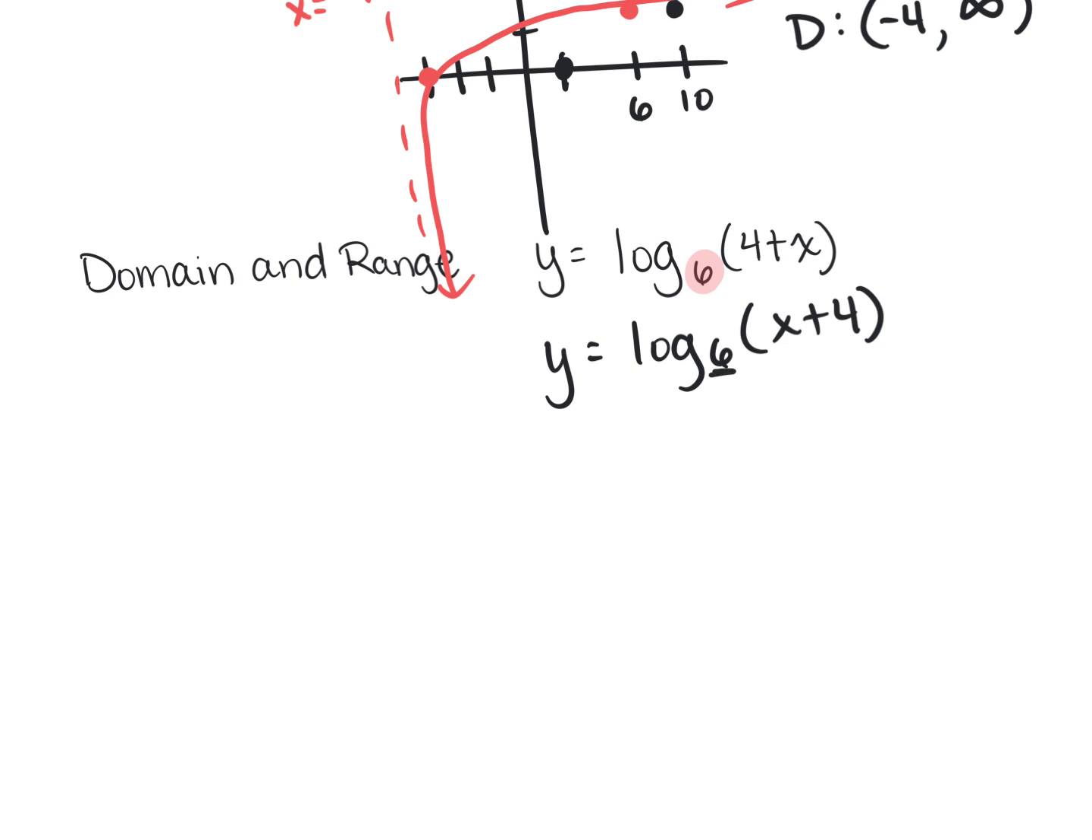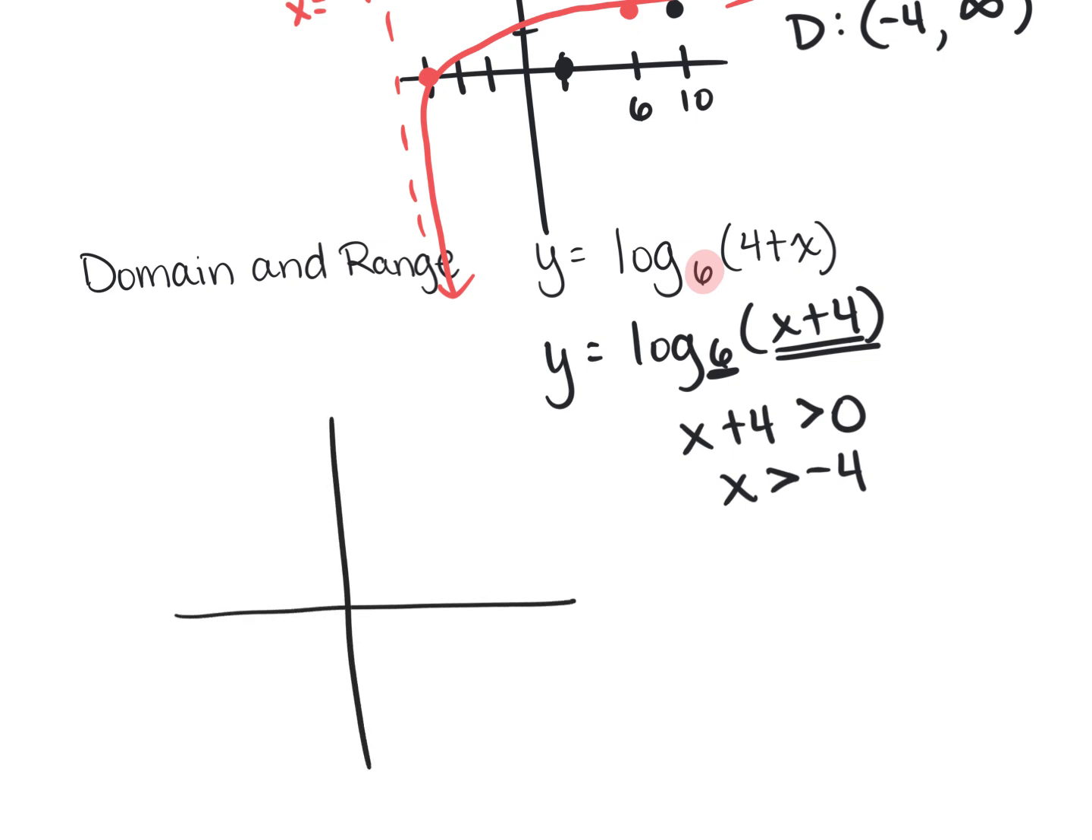So just because this number has changed does not mean that the domain has changed. I have to check and make sure that what I'm taking the log of is greater than 0. So x has to be greater than -4. And if you are particular and you want actual ordered pair points, you can go find those.